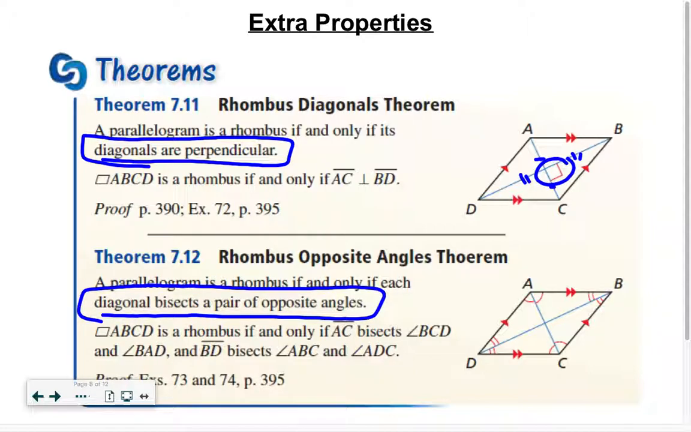Okay, so look at the markings here. That means if A is 100 degrees, then those diagonals are cutting it in half into two halves that are equal, 50 and 50, 50 and 50. Plus, they still follow the same thing as parallelograms, that they bisect each other.